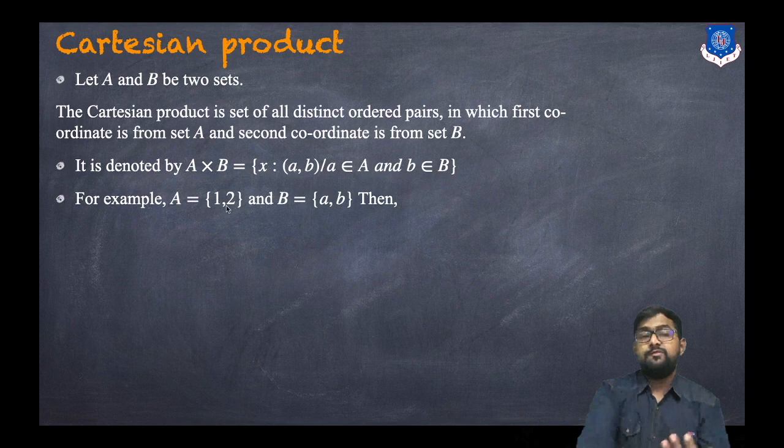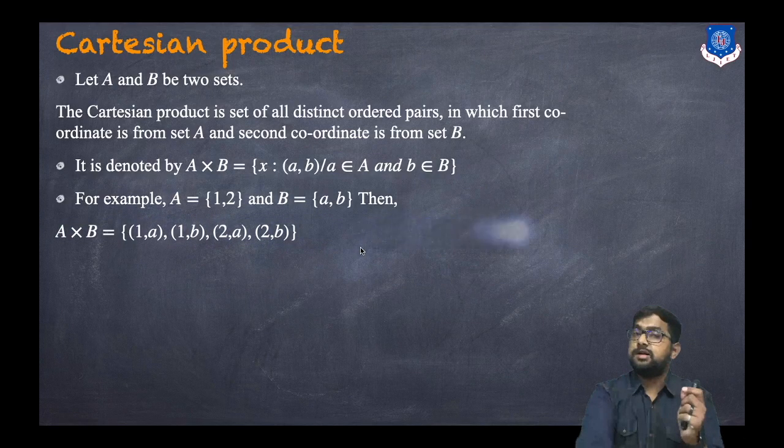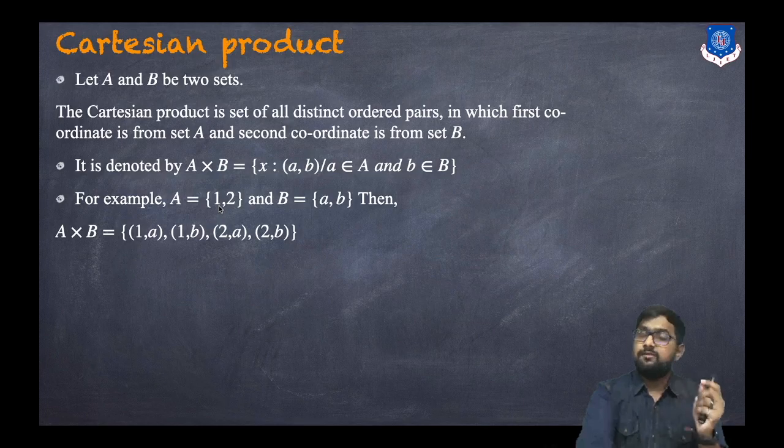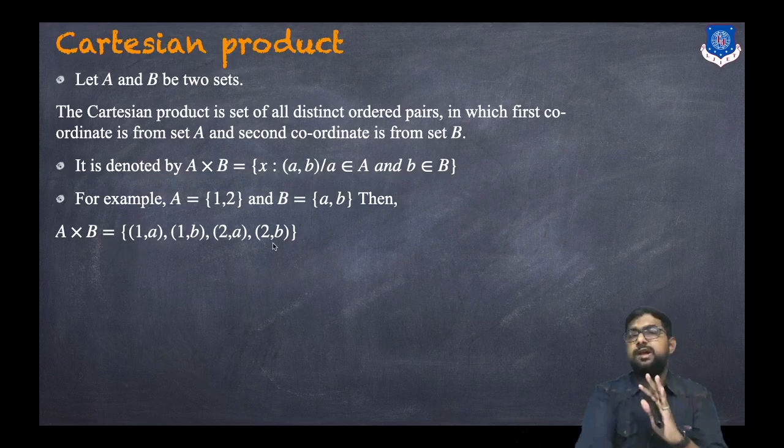For example, if we have A equals {1, 2} and B equals {a, b}, then what will be A cross B, the Cartesian product? A cross B will be like this. Just fix 1: so (1, a), (1, b), and in the same manner fix 2: so (2, a), (2, b). Now you can see that the left coordinates are from the first set, A, and the right coordinates are from the second set, B. So A cross B equals this, and it contains 4 ordered pairs.